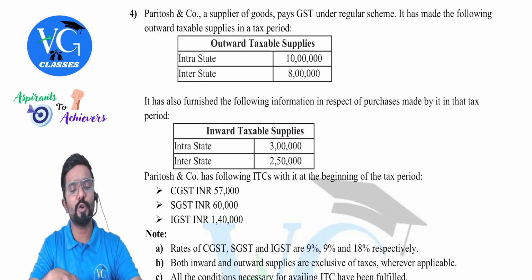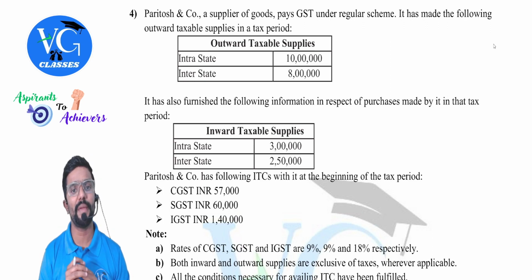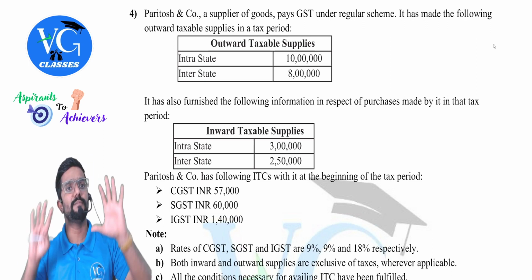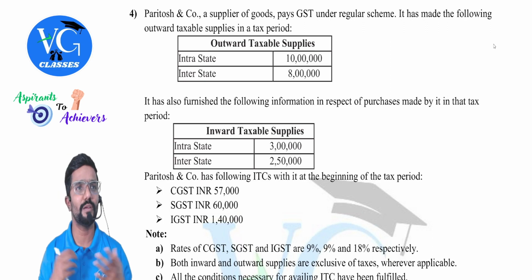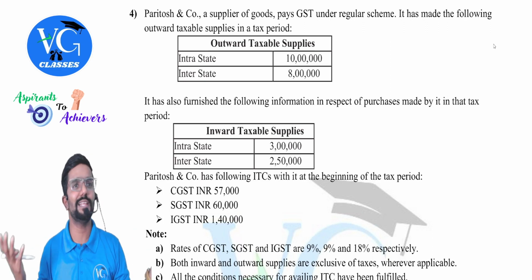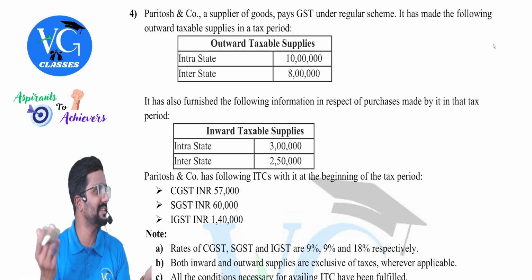Yes. Now we will get into question number 4. Similar question, guys. Paritosh and Co., a supplier of goods, pays GST under the regular scheme, means section 9. Guys, obviously when the question is on adjustment of ITC, will they give a composition supplier? No. Because if they give, then the answer becomes very easy. Clear? Yes. Because why, sir? Credit is nil.